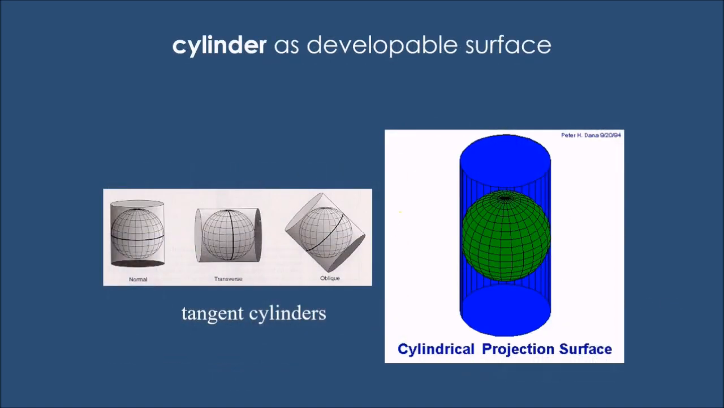What about the cylinder? A cylinder can be a developable surface. You can place the cylinder in this way, which is the normal way. You can turn it 90 degrees like this, which is transverse. The normal and transverse differ by 90 degrees. Now you can open it by projecting with an imaginary light source, or you can face it at certain angles. So this is oblique. These are tangent cylinders. And why tangent? Because they are touching at these tangents. So these are cylindrical projection surfaces.